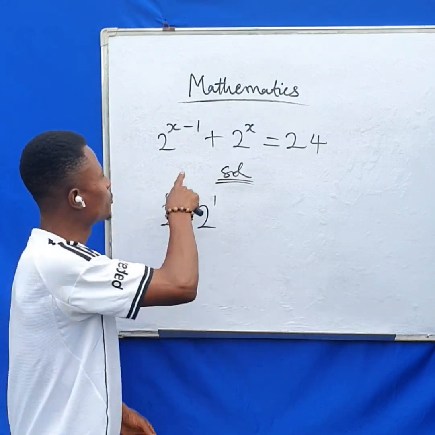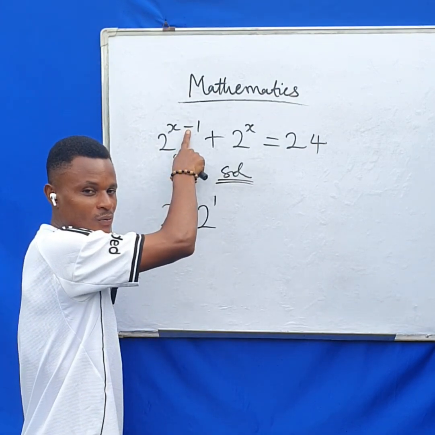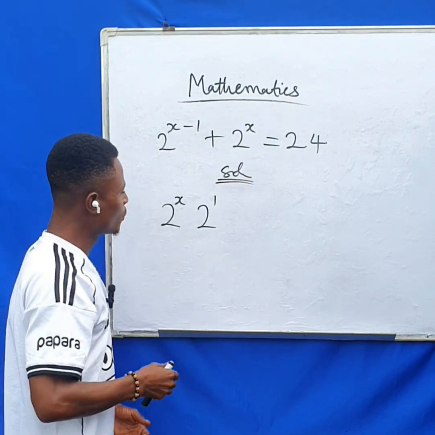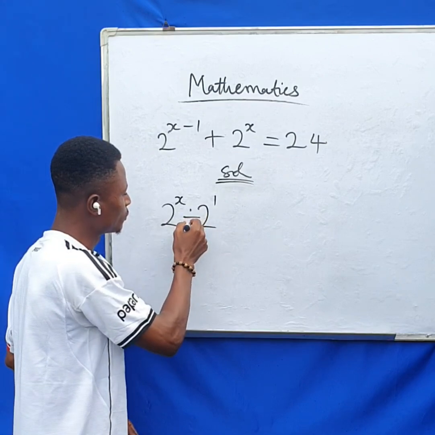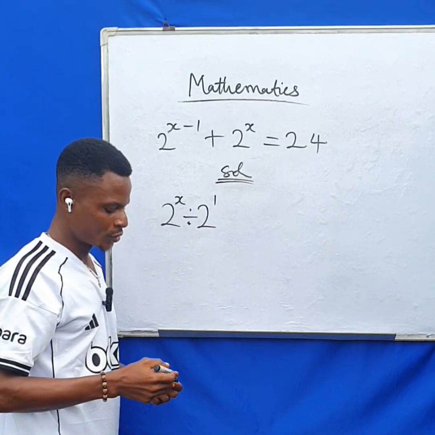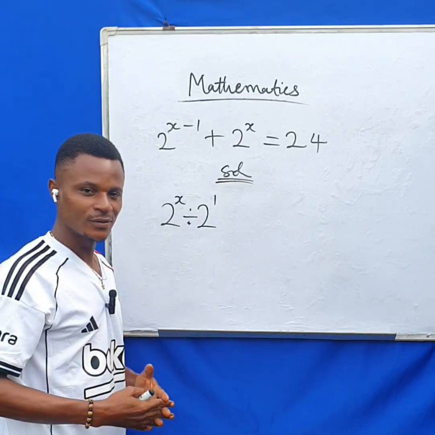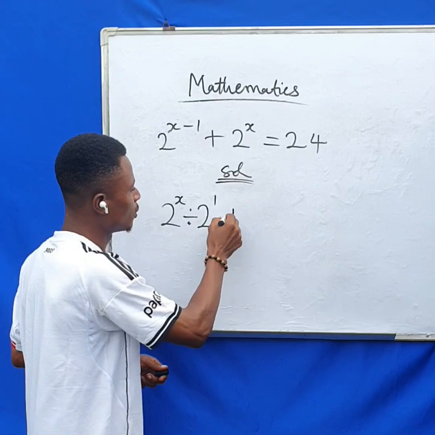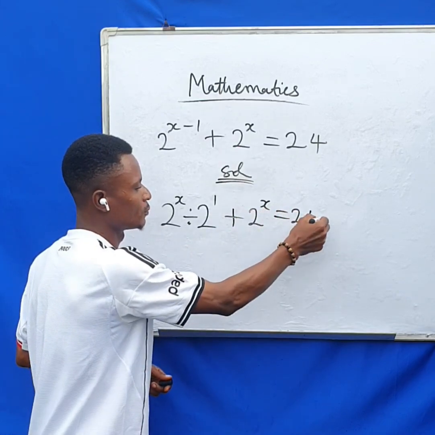Now let us look at the separator. The separator here is the minus sign. Because the separator is a negative sign, we are going to put division in between these two numbers. Why? Because subtraction and division work together in indices. Then after that, we put this plus, and we write our 2 raised to the power of x equal to 24.